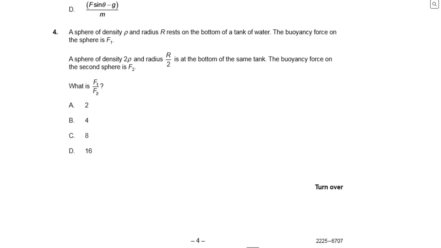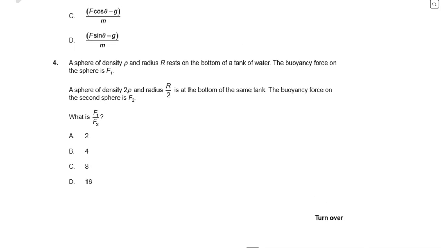A sphere of density ρ and radius r1 rests on the bottom of a tank of water. The buoyancy force on the sphere is F1. A sphere of density 2ρ and radius r2 is at the bottom of the same tank. The buoyancy force on the second sphere is F2. So we have different densities of the sphere. The important thing to note about our buoyancy formula is Fb is equal to ρVg, where ρ is the density of the liquid and V is the volume displaced. Volume displaced is also the same as the volume of the sphere itself, right?